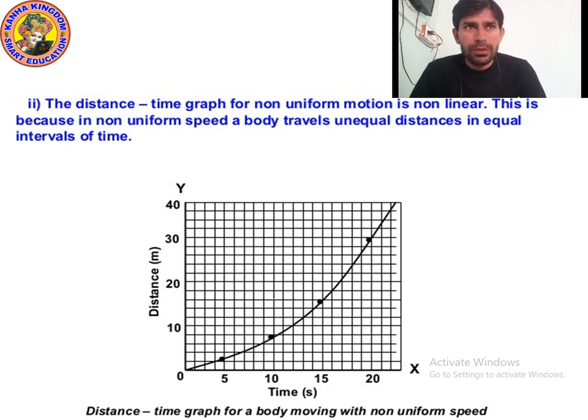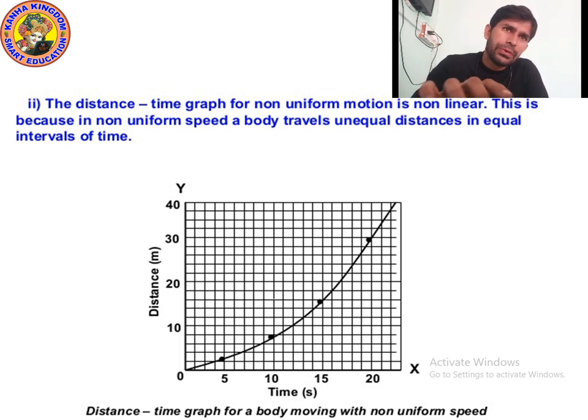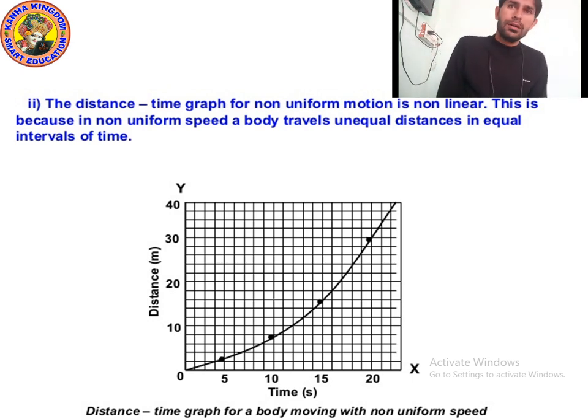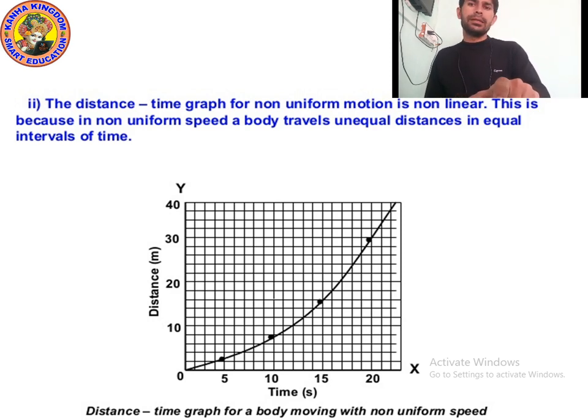This kind of motion is known as non-uniform motion, and this kind of graph is the distance time graph for it. I hope you understood that the distance time graph for uniform motion will always be a linear, straight line graph, but the distance time graph for non-uniform motion will be non-linear, which means it cannot be a straight line graph. I hope you understood. Now let's move on to the next point.